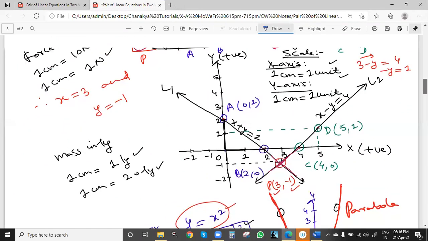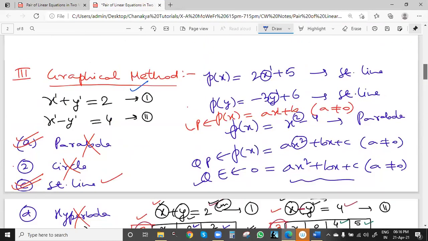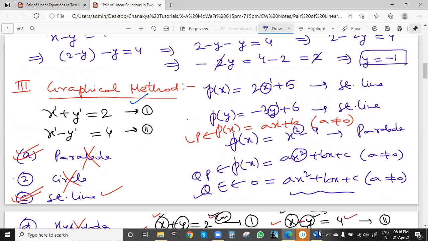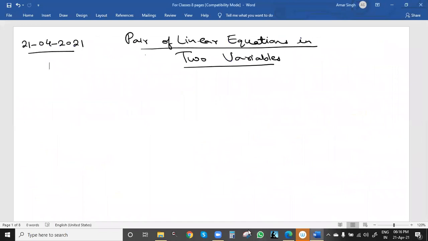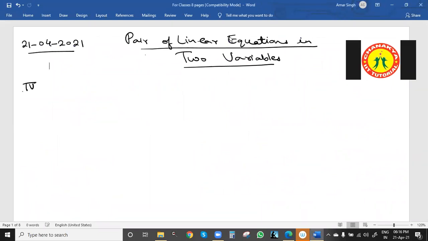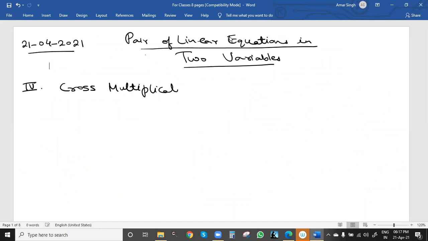The fourth method we'll see today is the cross multiplication method. The equations were x plus y equal to 2 and x minus y equal to 4. So the next method is the cross multiplication method. Fourth one, cross multiplication method. How can we understand it?